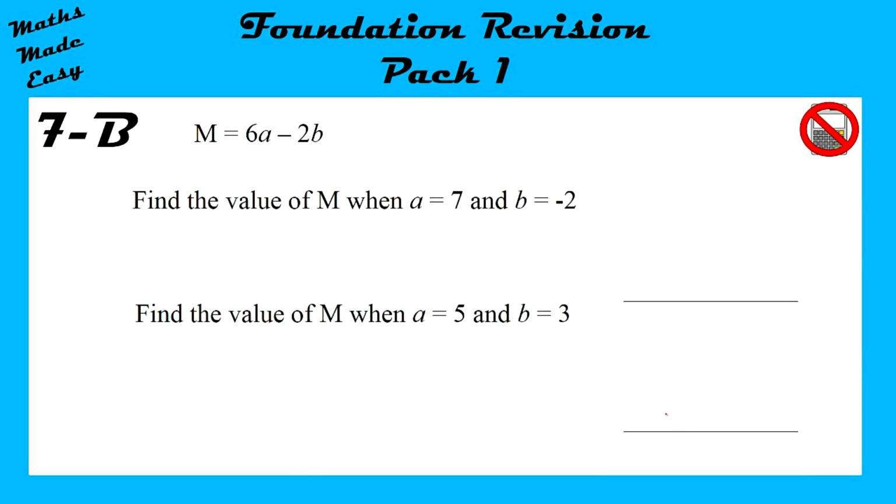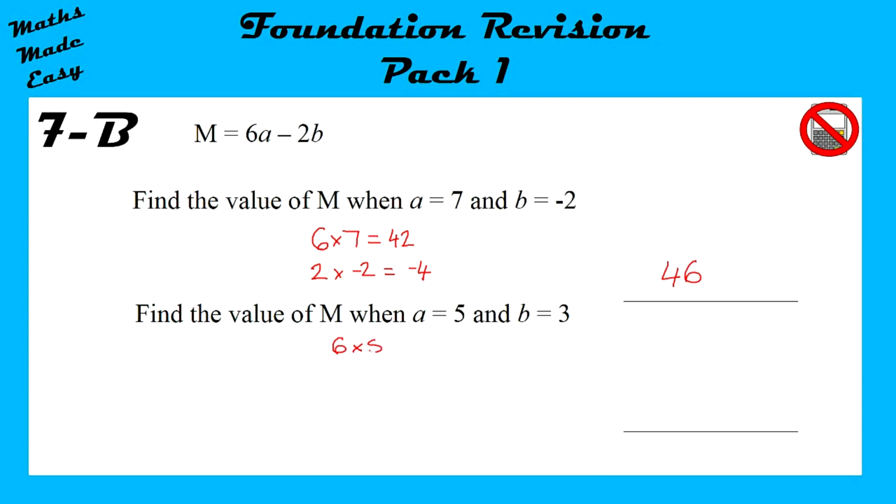Question 7b. So to find the value of M, this time I'm going to do 6 times 7, which is 42, and I'm going to need to do 2 times negative 2, which is negative 4. 42 take away negative 4 gives me a value for M of 46.